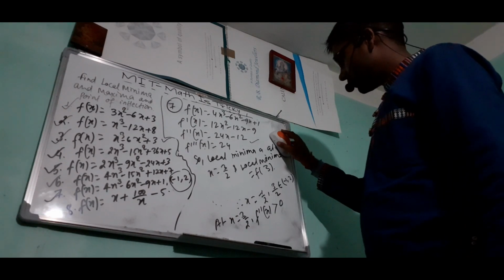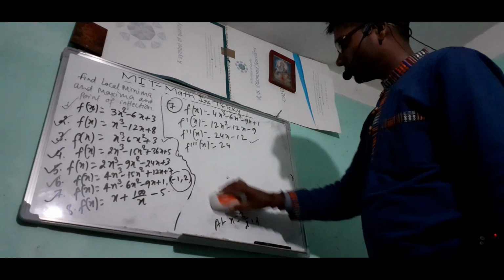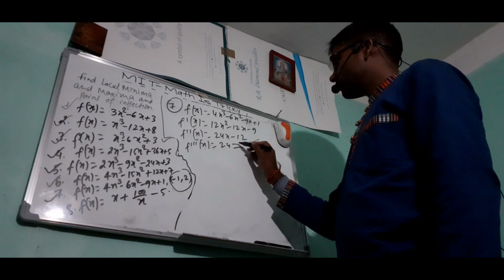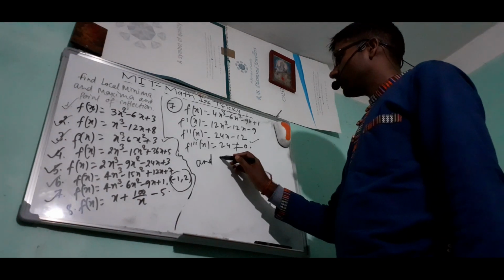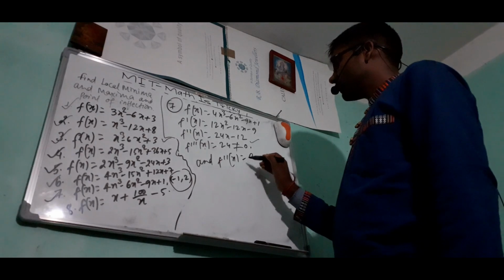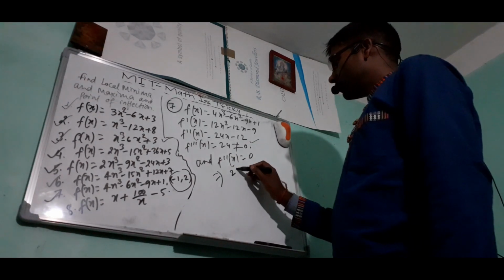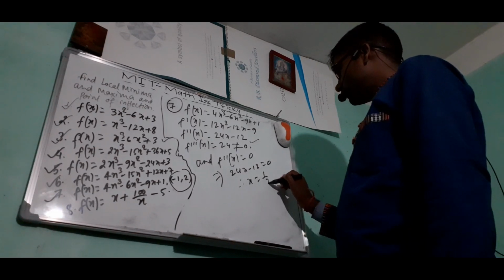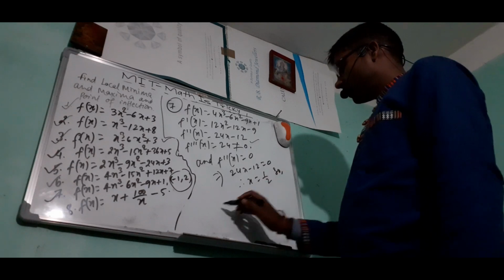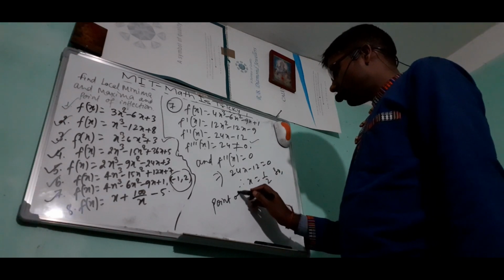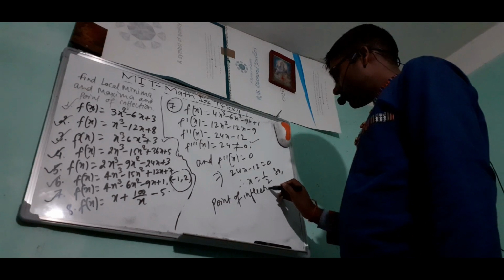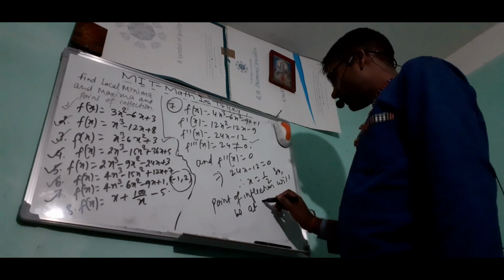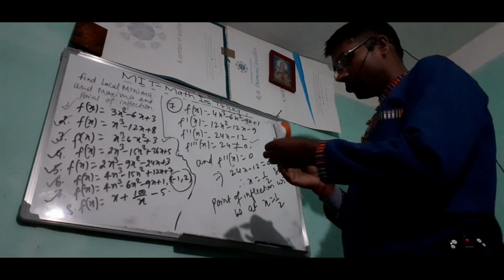Now for the point of inflection, let me explain it for you. We can see easily that the third derivative is not equal to 0, and f double dash x equals 0 implies 24x minus 12 equals 0. Therefore x equals 1/2. So the point of inflection will be at x equals 1/2. That's our answer.